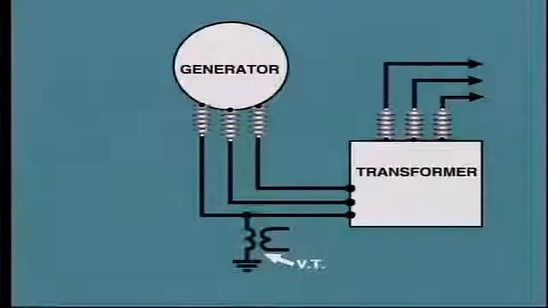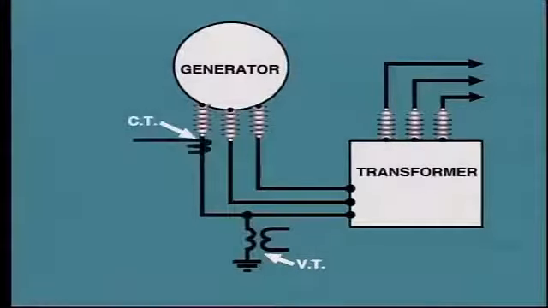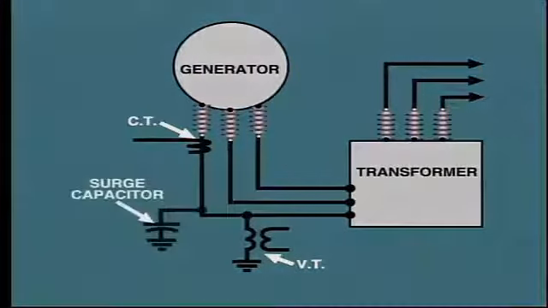Voltage transformers, or VTs, are also located close to the terminals to provide input to the generator voltage control system. Current transformers, CTs, are usually located close to the terminal bushings. These CTs measure the value of current and transfer this information to the control and protection system. In some generators, surge capacitors or lightning arresters are located at the terminals to protect the generator windings.